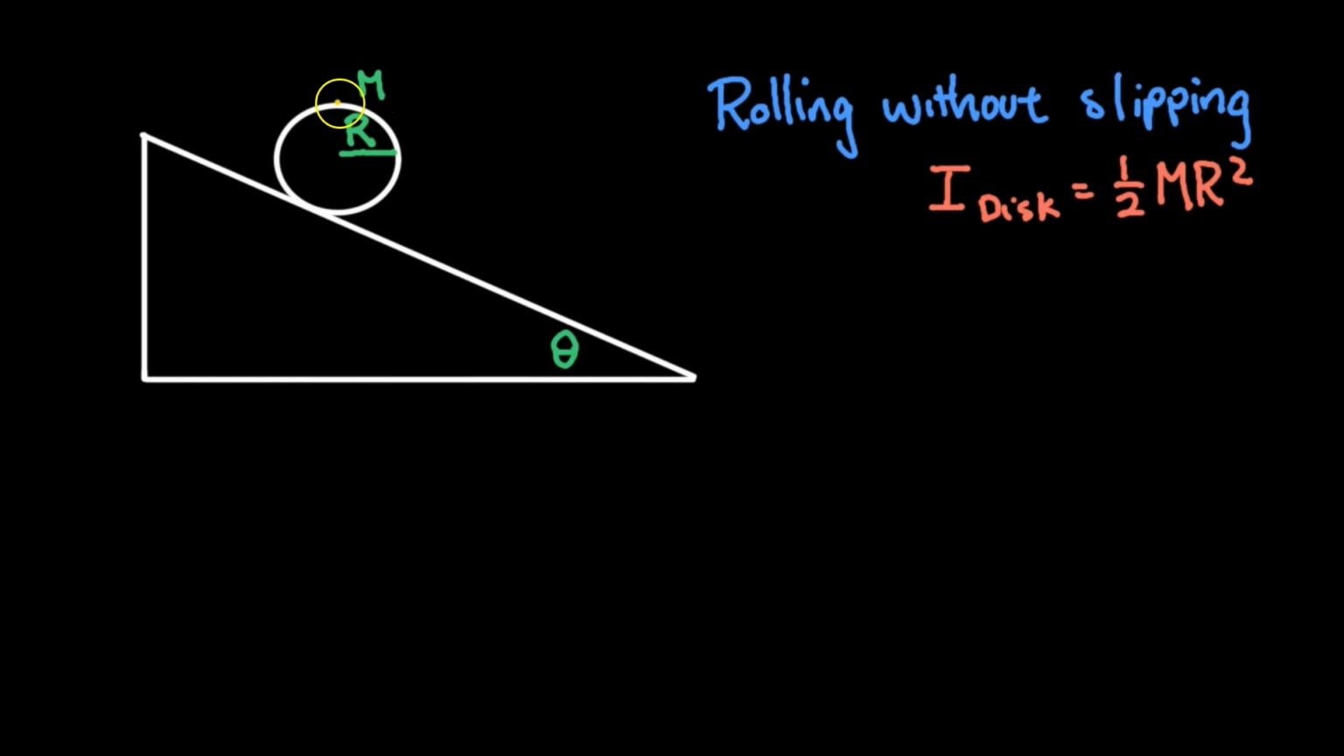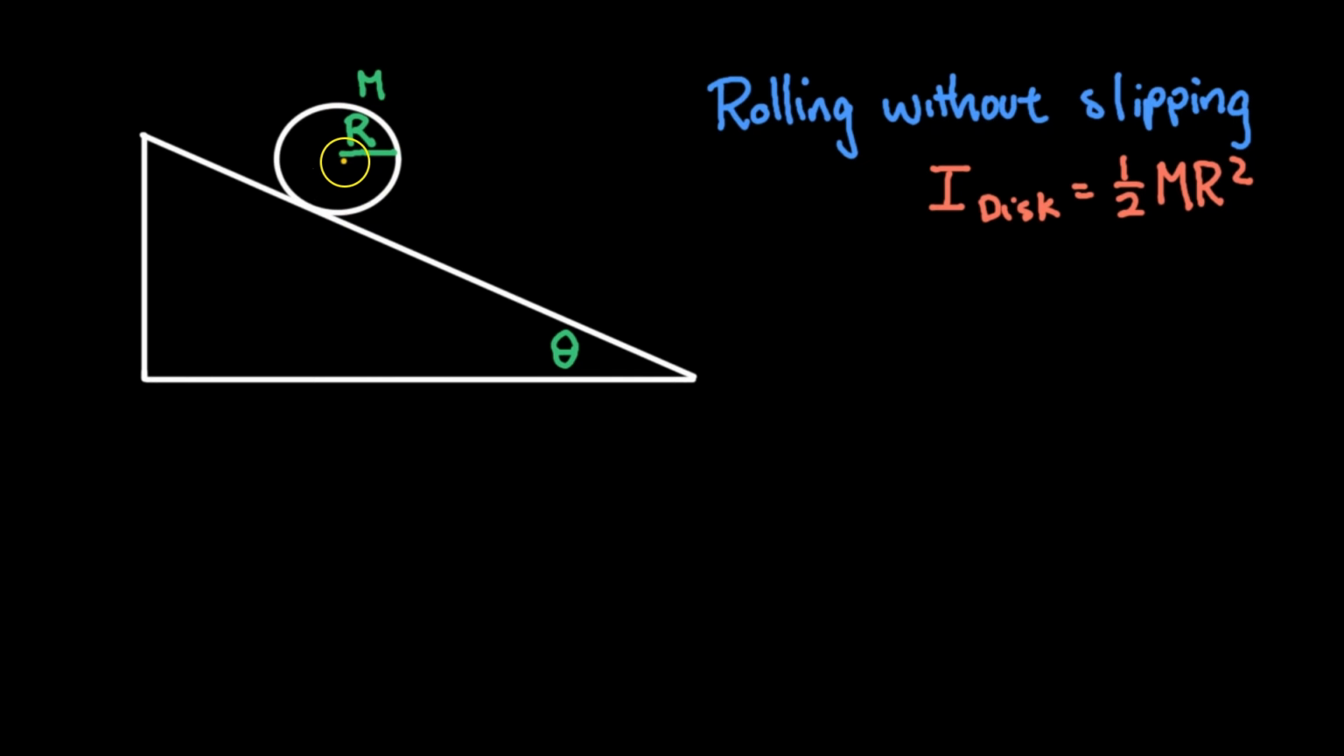We're going to start with this disk, which has a mass of m and a radius r. And we're going to put this disk on this ramp, which has an angle of theta. And this disk is rolling without slipping, which just means that the point of contact, the bottom point, isn't sliding. It's instantaneously at rest. And as it rolls down the ramp, we want to think about what are some questions we can ask about the situation.